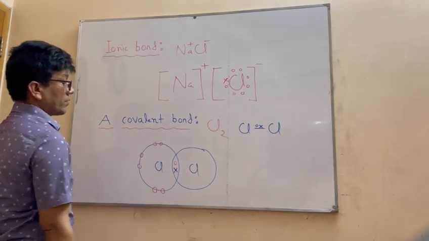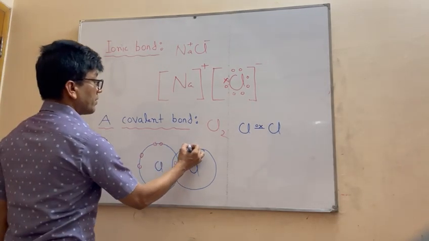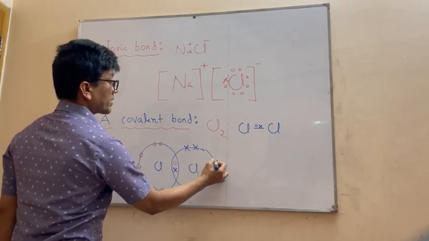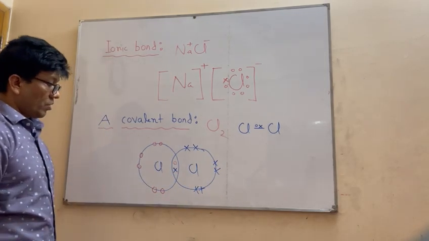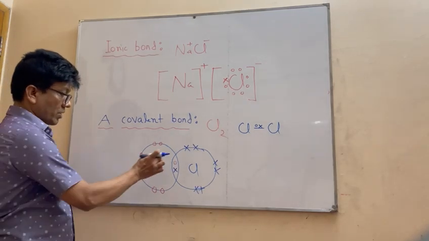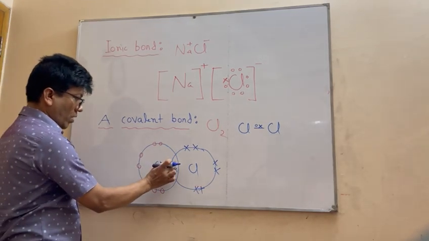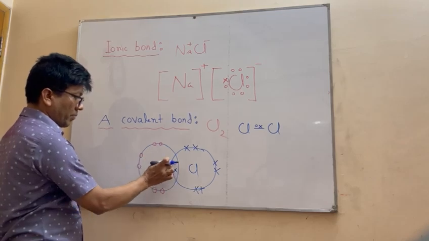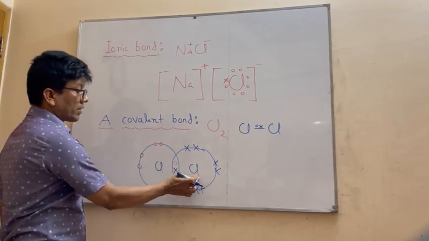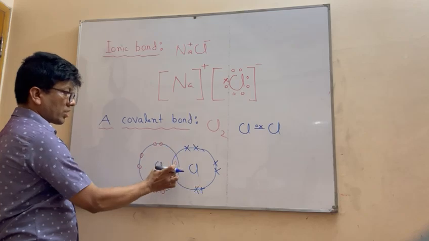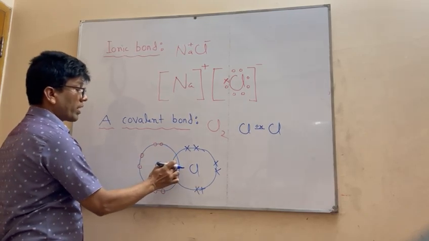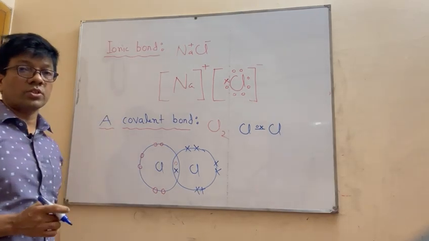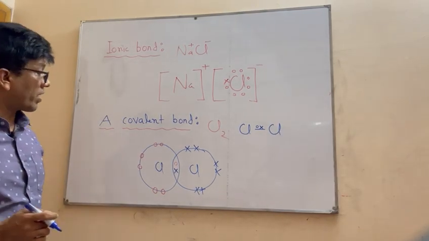This chlorine shares 1 electron and remaining 6 electrons here. So what is shared pair of electrons? These 2 electrons, one dot gives this chlorine, left chlorine, cross gives right chlorine. 2 electrons shared by 2 chlorine atoms. So this is known as shared pair of electrons or bonding electrons.